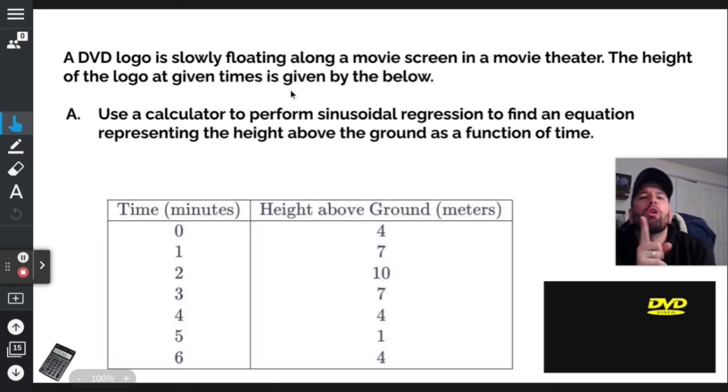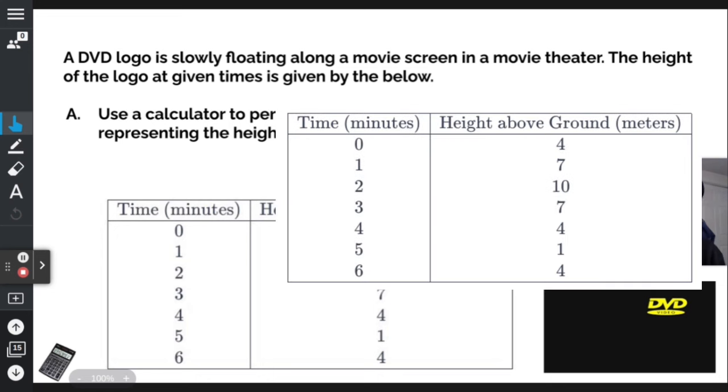A DVD logo is slowly floating along a movie screen in a movie theater. The height of the logo at given times is given by the table below. So, at 0 minutes, the DVD logo is 4 meters off the ground. After 1 minute, it's 7 meters off the ground. After 2 minutes, it's 10 meters off the ground. Use a calculator to perform sinusoidal regression to find an equation representing the height above the ground as a function of time. So I'm going to run to a calculator, type all this information in, and that's going to give me an equation that represents a sine function for this data right here.